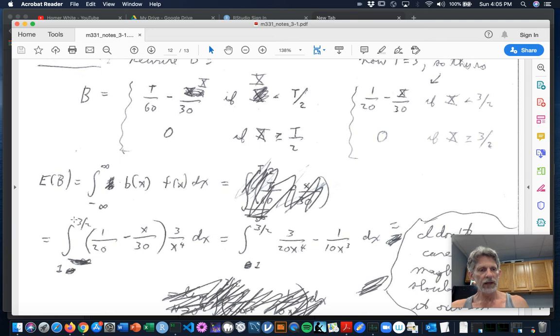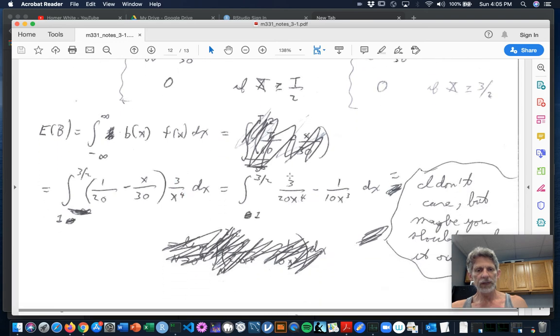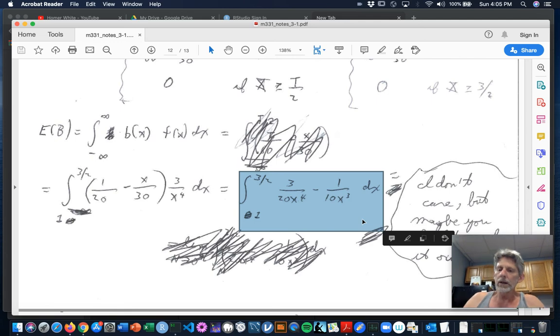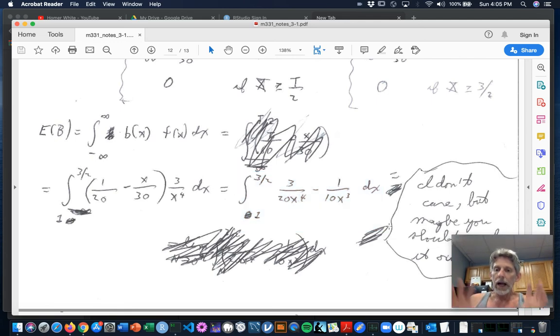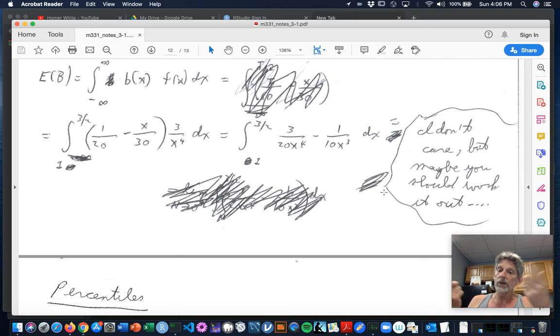So I only have to take my integral up to 3/2. But in between those two values, the b of x is this, and the little f of x is this. And so I can multiply those in, and then I have this little definite integral that I got to find. And I could go work it out. And I don't care what it is, but if you're the insurance salesperson, you should work it out because then you know the expected value for your bonus.